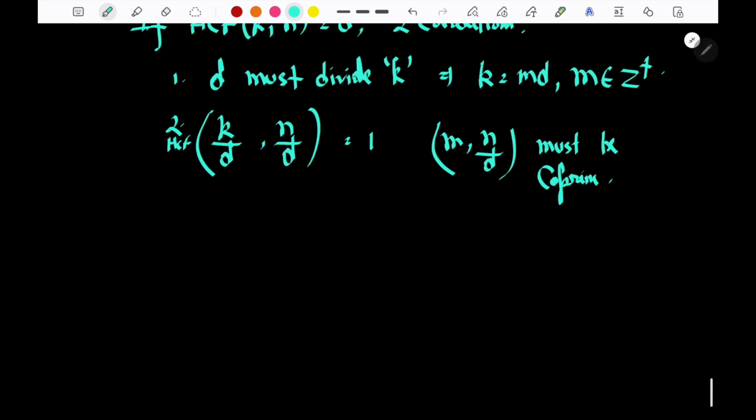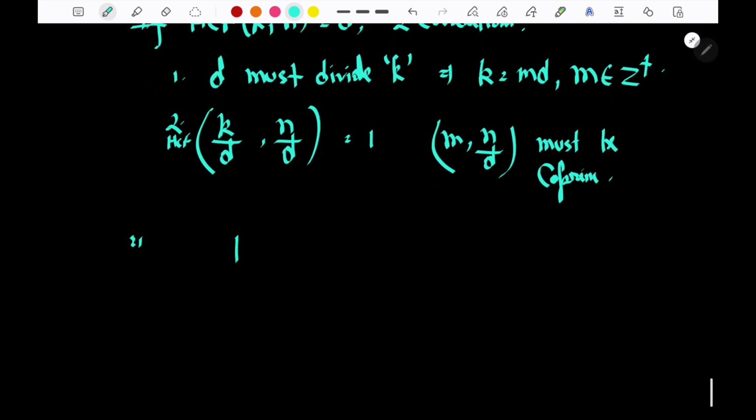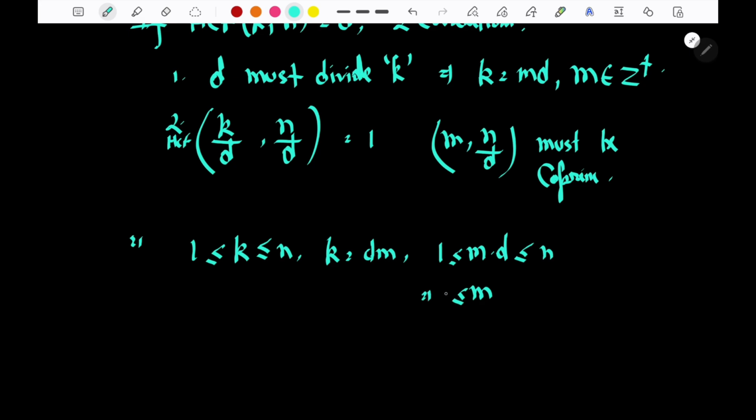Now how do we break this? We know k belongs from 1 to n. We know k is equal to m into d. So md lies from 1 to n, which means m belongs to 1 to n by d. Okay. So these are the things.